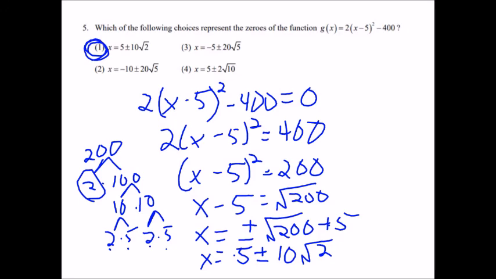Another way to do that is to use your calculator to get a decimal, and then see which choice up here would equal the same decimal on your calculator. So it's an alternative way to do that last part.